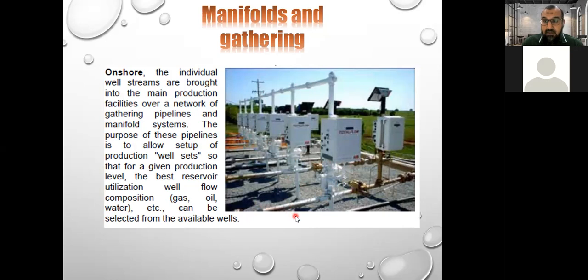Each one is connected to a connection from a source, and all of them are set up together in the well sets to give certain production metering and leveling. This will allow you equal distribution. If you want to have equal distribution, for example, if you have different customers and you want to distribute to each customer a certain amount equally, you have to have this equal distribution. They call it manifold and gathering. In each one you will find a metering here.